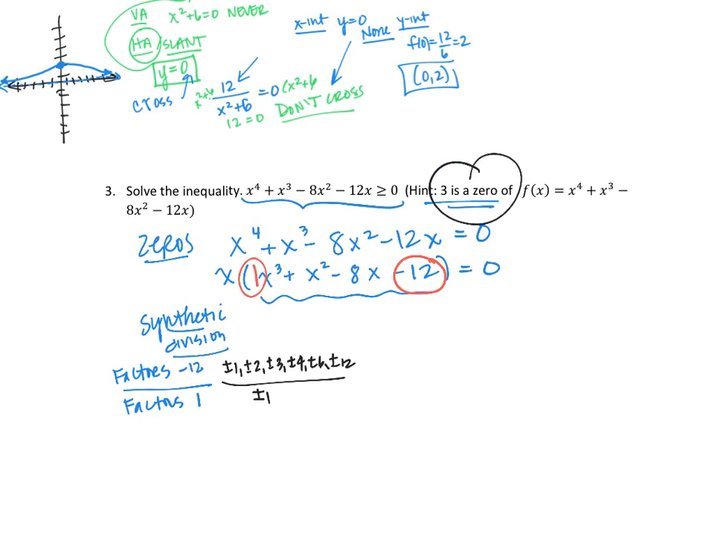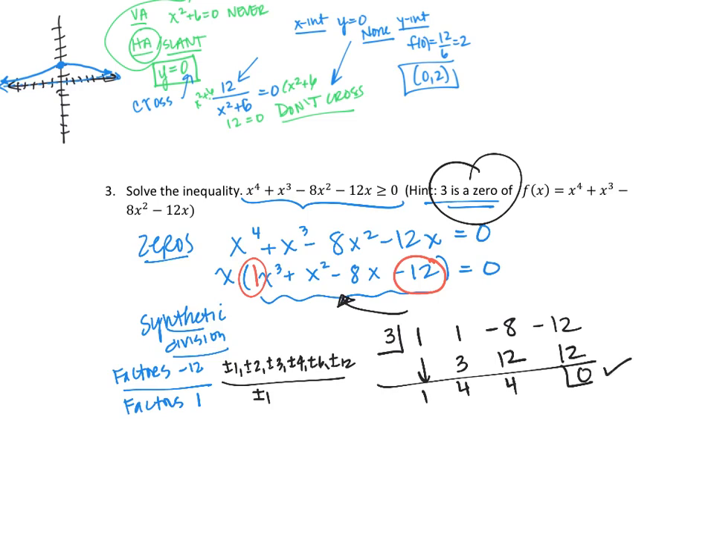I was trying to help you out here by giving you a little hint. So if 3 is a 0, that means that should work when I do the synthetic division. I'm going to use it to try and break apart this polynomial some more. So I have 1, 1, negative 8, negative 12. I bring down the 1, that's 3. I have a 4. We have 12. That's going to be 4, 12. Yay, it does work. So I was really telling you the truth there with that hint.